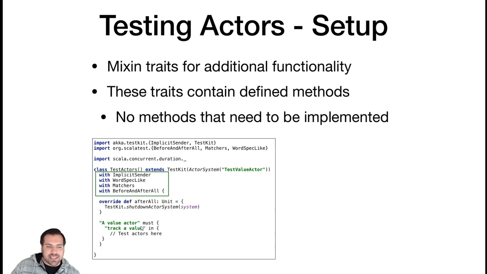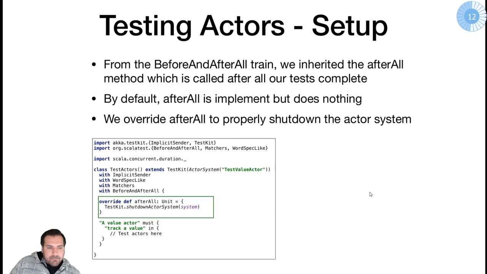And we're going to use this syntax and this stuff that kind of reads like an English sentence. A value actor must track a value in this test. That's what these imports get us mostly. I believe WordSpecLike is what's giving us this specifically. This afterAll comes from the BeforeAndAfterAll mixin. This is giving us a method named afterAll and beforeAll, if you want to use that one.